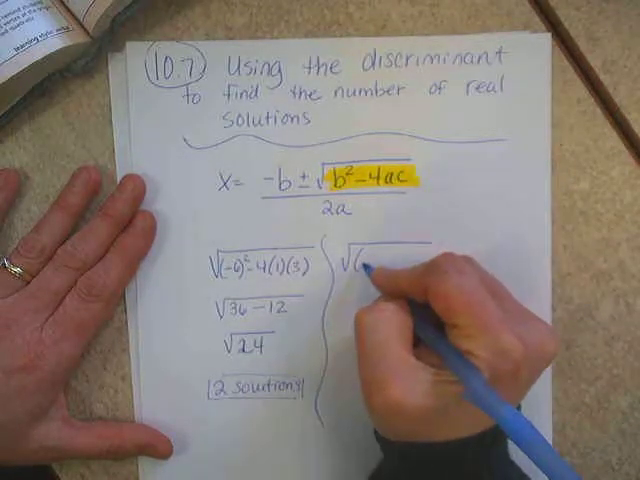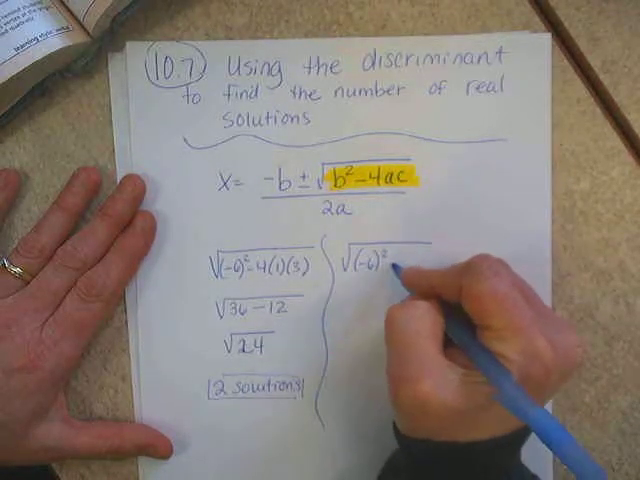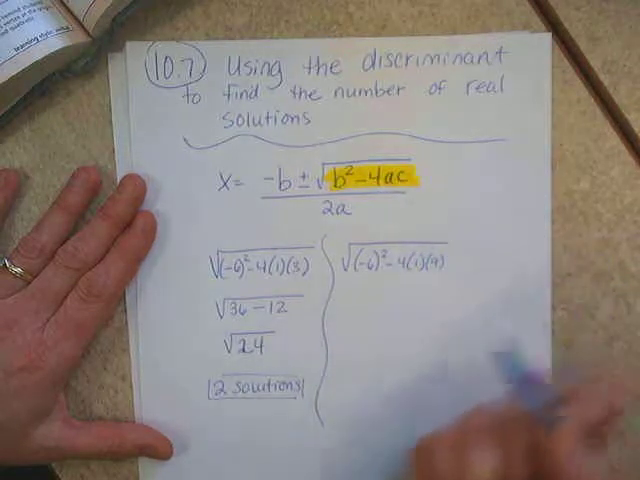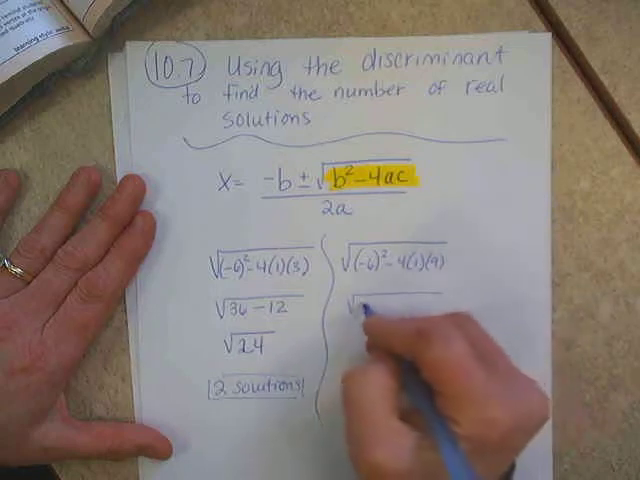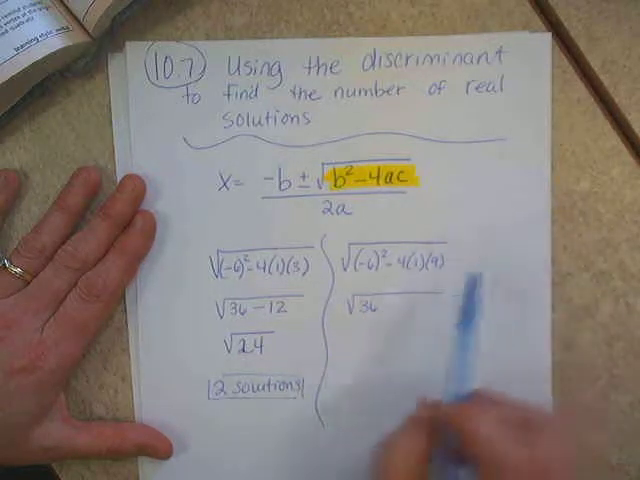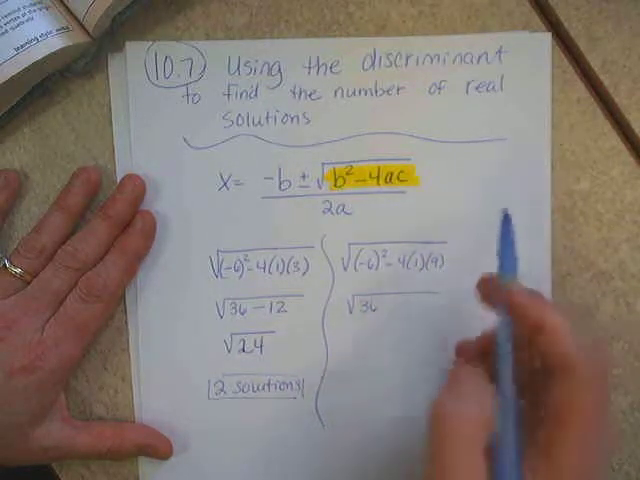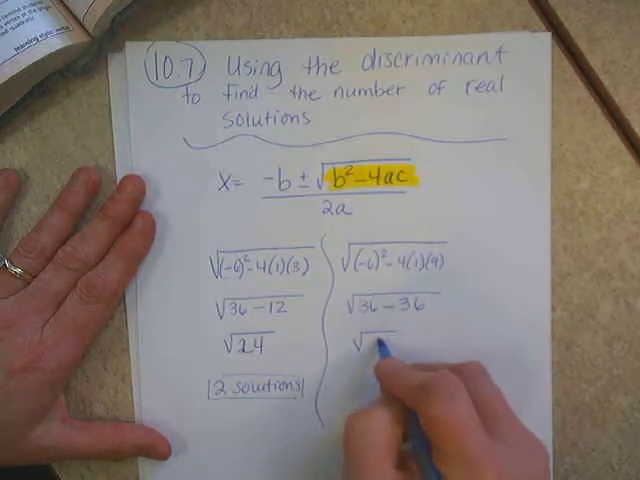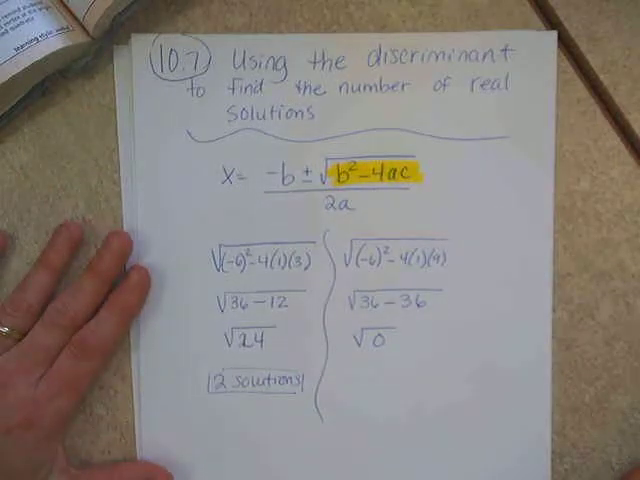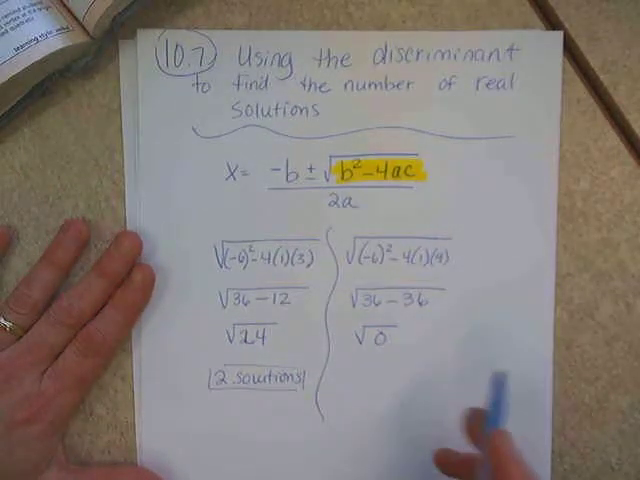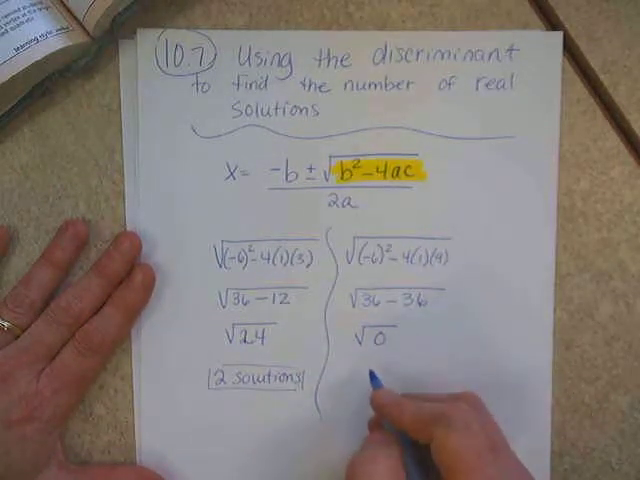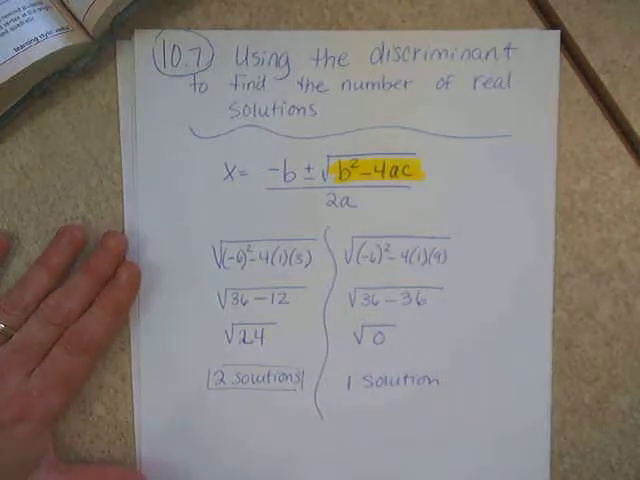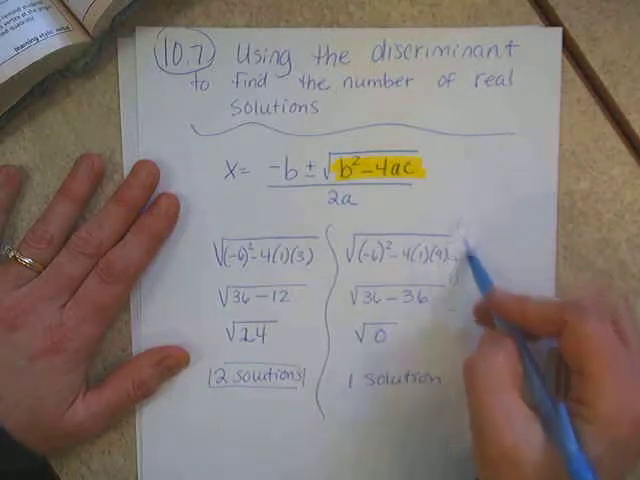If we have a situation inside the square root which is negative 6 squared minus 4 times 1 times 9, and we simplify that, we have 36. 4 times 1 is 4, times 9 is 36, so that would be minus 36. We get the square root of 0. So the square root of 0 is just 0, which means we only have 1 solution.